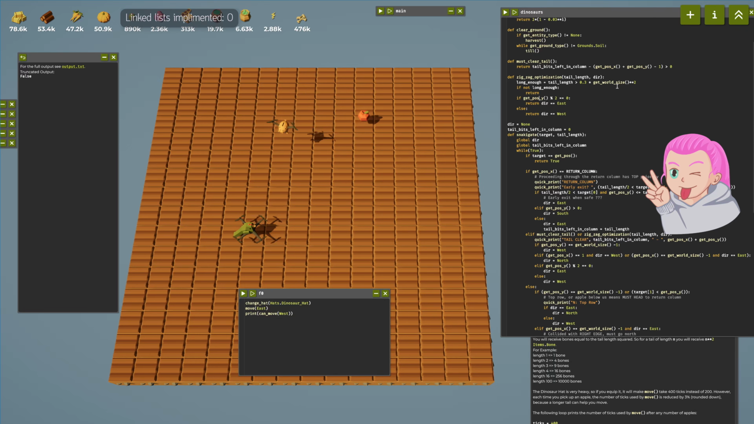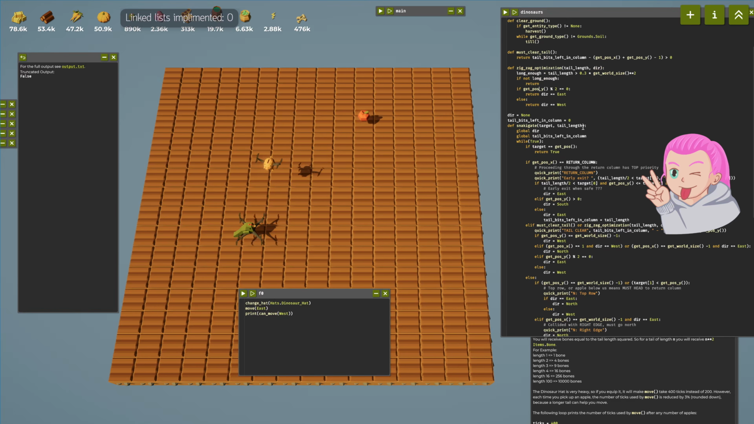Okay, so is there a better way to trigger this? Yeah, there's a much safer way of doing this.